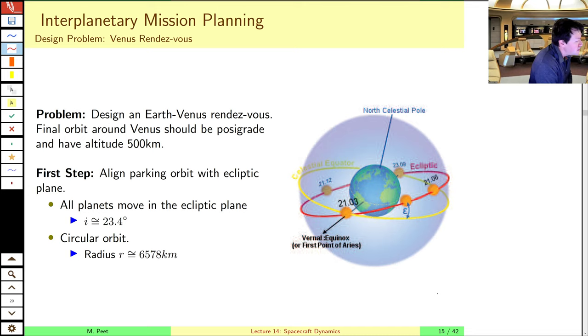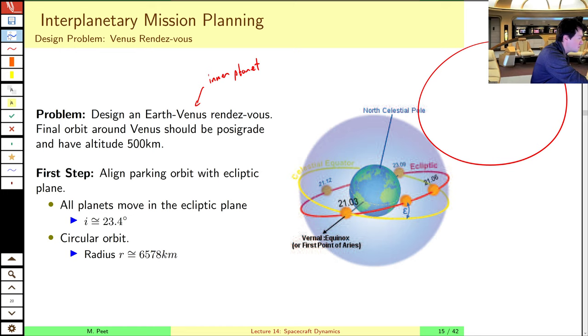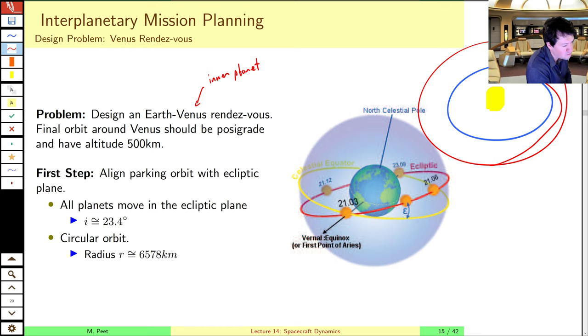So here's our problem, right? We want to go from Earth to Venus. First of all, we notice that's an inner planet. Here's Earth's radius, here's Venus's radius, here's the Sun. We're going to be patching in like that. Sorry, bad drawing, and of course half of it's blocked out. Sorry about that, too.